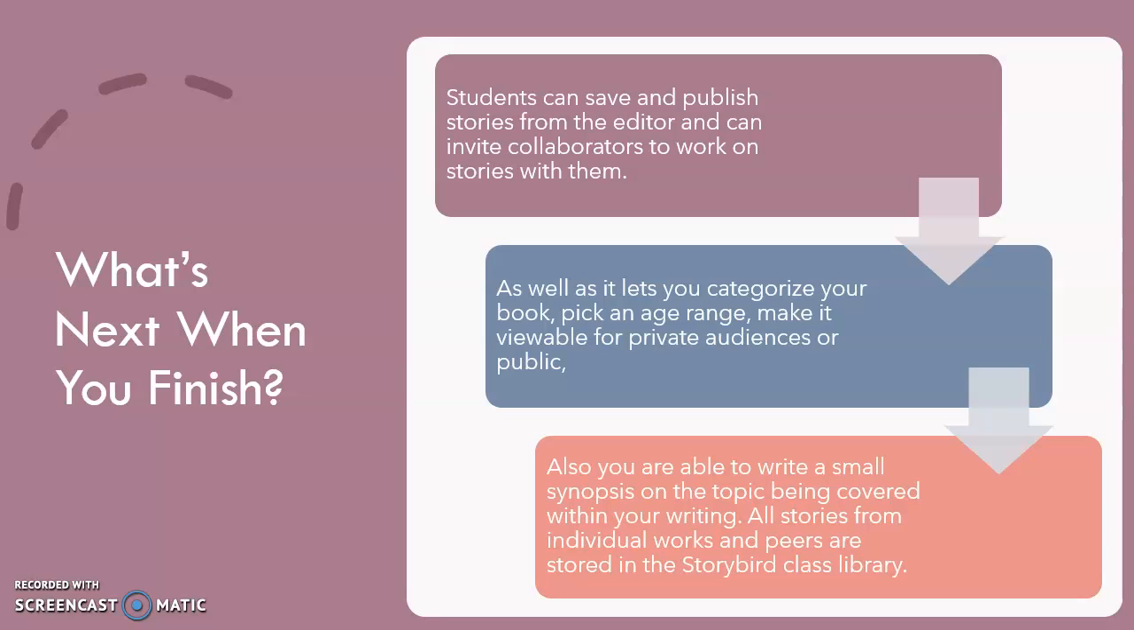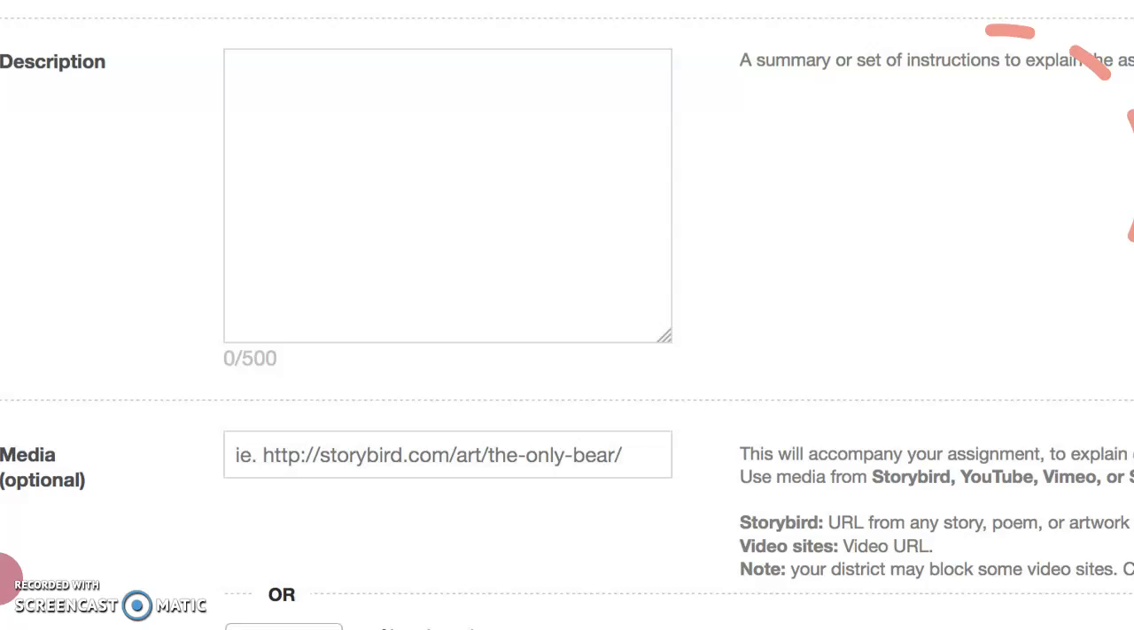So like I said, students can save and publish their stories from the editor and can invite collaborators to work on the stories with them, as well as it allows you to categorize your books and pick an age range and how to make this viewable for people using a private or public setting. After you do this, you are also able to write a small synopsis of the topic being covered within your writing, and all stories from individual works and peers are stored in Storybird's classroom.